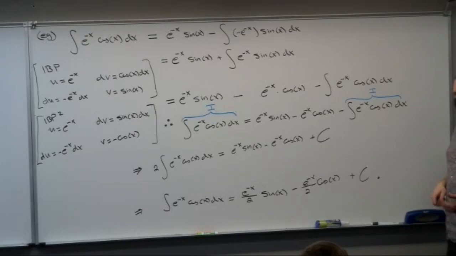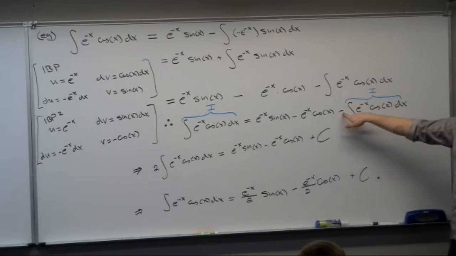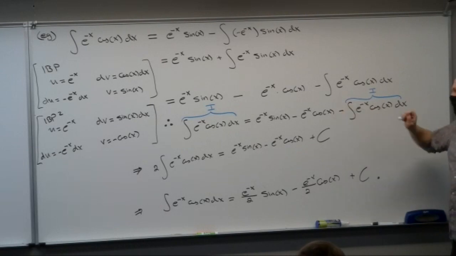You run integration by parts some number of times. Your original integral shows back up. You better hope it shows up with a negative sign. Then you add it over.